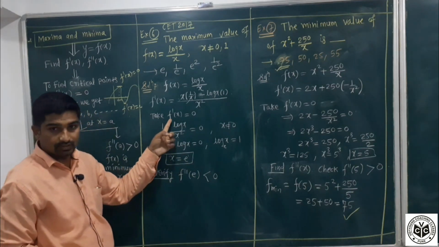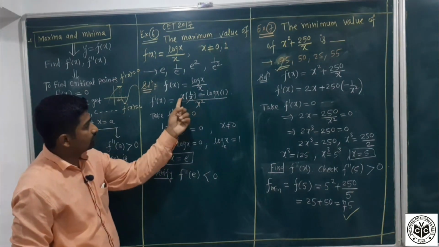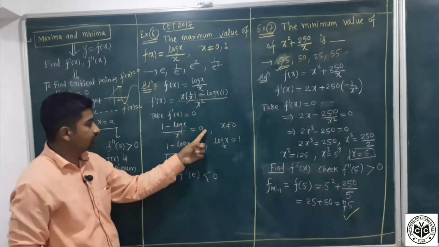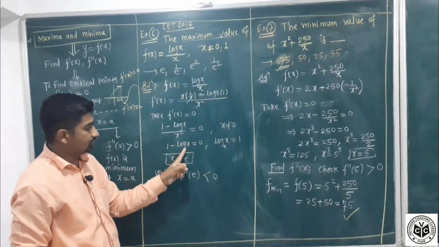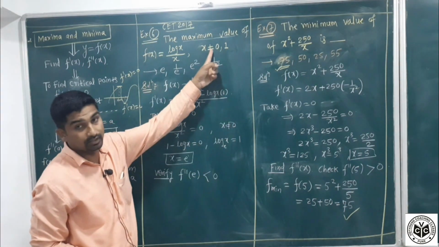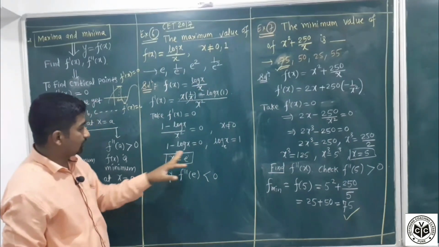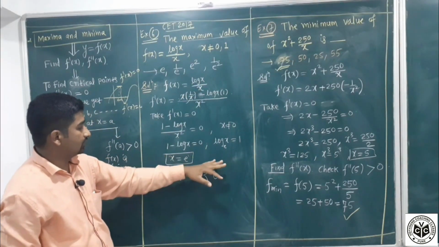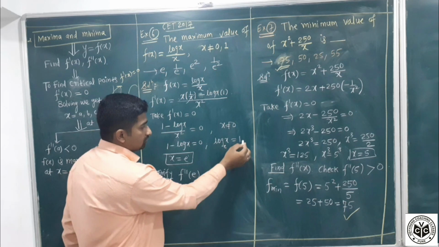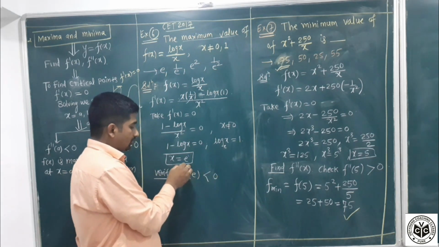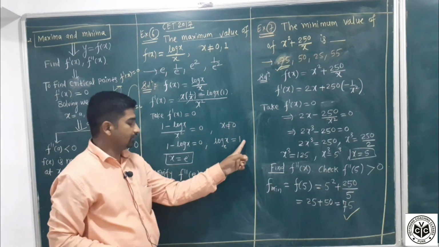So take f dash x as 0. So this (1 minus log x) by x square is 0. So 1 minus log x is 0, the denominator is non-zero because x is not equal to 0. So 1 minus log x is 0 means x is equal to e to the power 1. So log x is log e, and this log e is always 1.